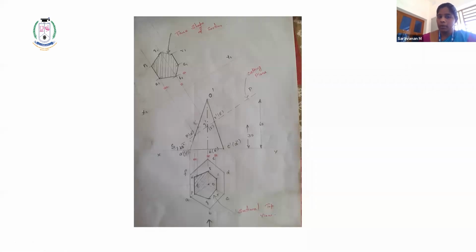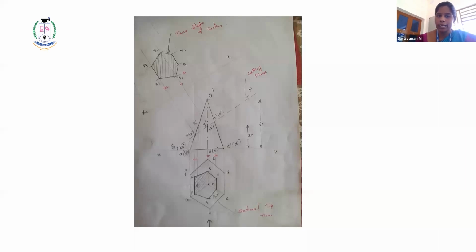From the sectional plane, project all the points towards the top view and connect all the intersecting points. First, draw the sectional top view. Then that is over. Next, with reference to the sectional top view, you have to draw the true shape.